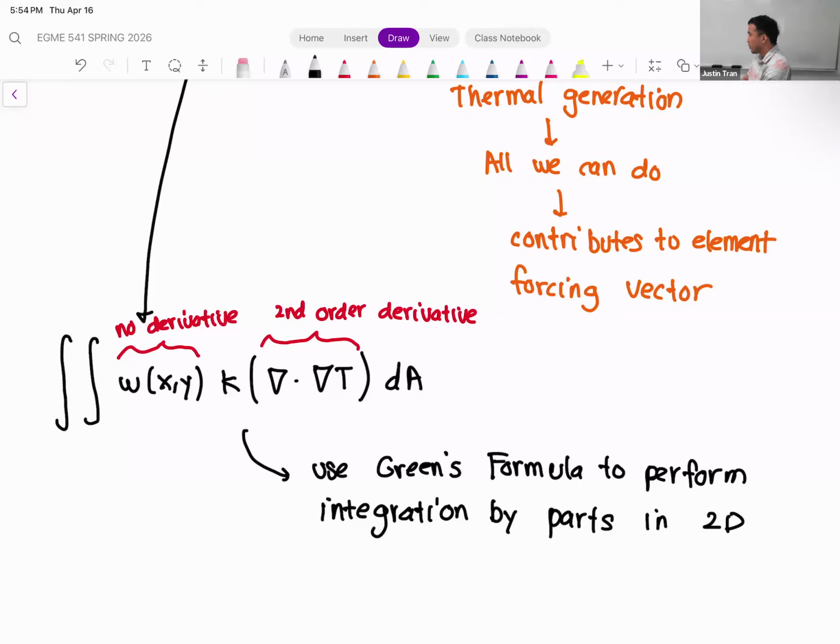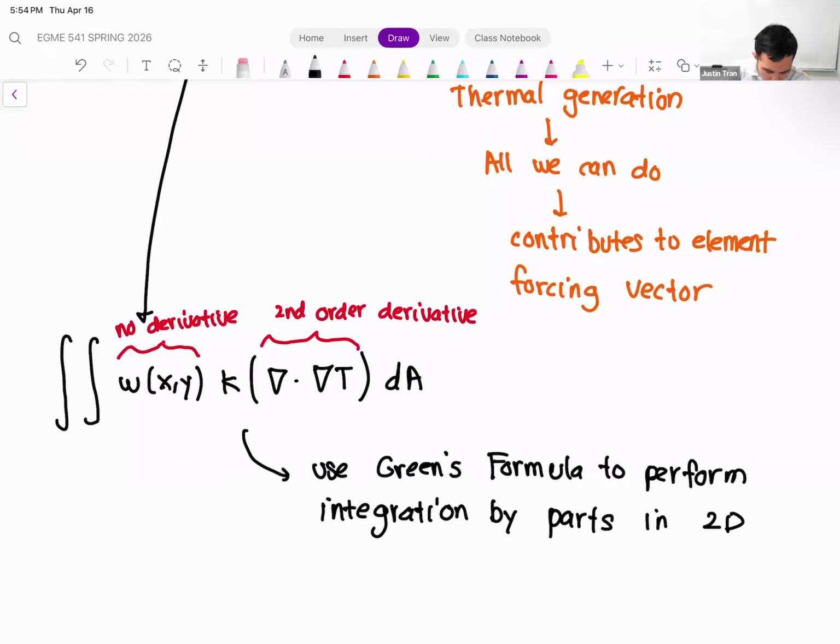And so by applying Green's formula, we can then perform integration by parts in 2D. That's going to balance the derivatives. We're also going to get another byproduct term from this. And so we're going to get a term where we're going to evaluate our Neumann boundary condition. But that's essentially what we're going to do.